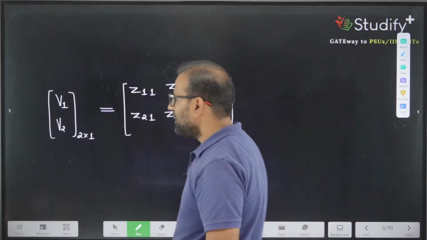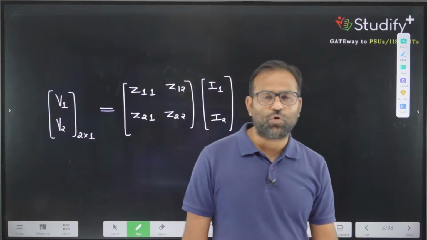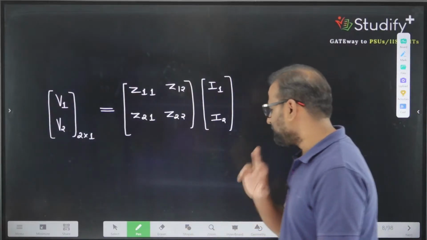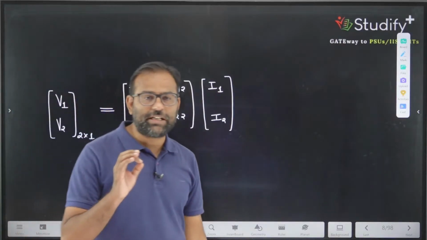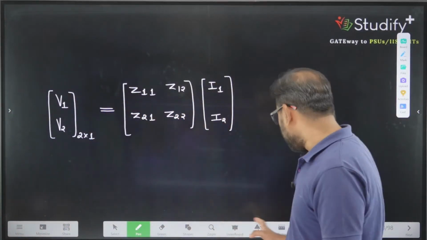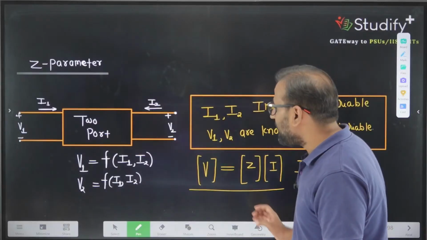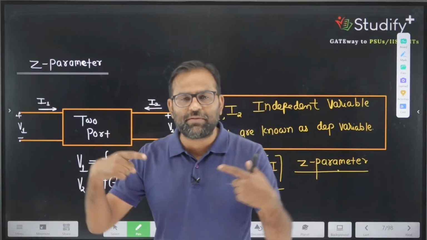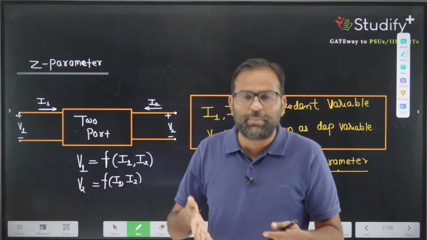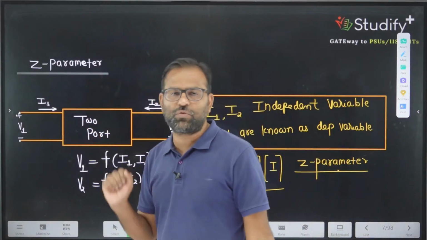Always remember, V1 and V2 represent the voltmeter. What are V1 and V2? V1 and V2 are the readings of the voltmeter. Because what is the independent variable? The independent variables are I1 and I2, meaning you are supplying I1 and I2 to the network. And what will you measure? You will measure V1 and V2 for the network.